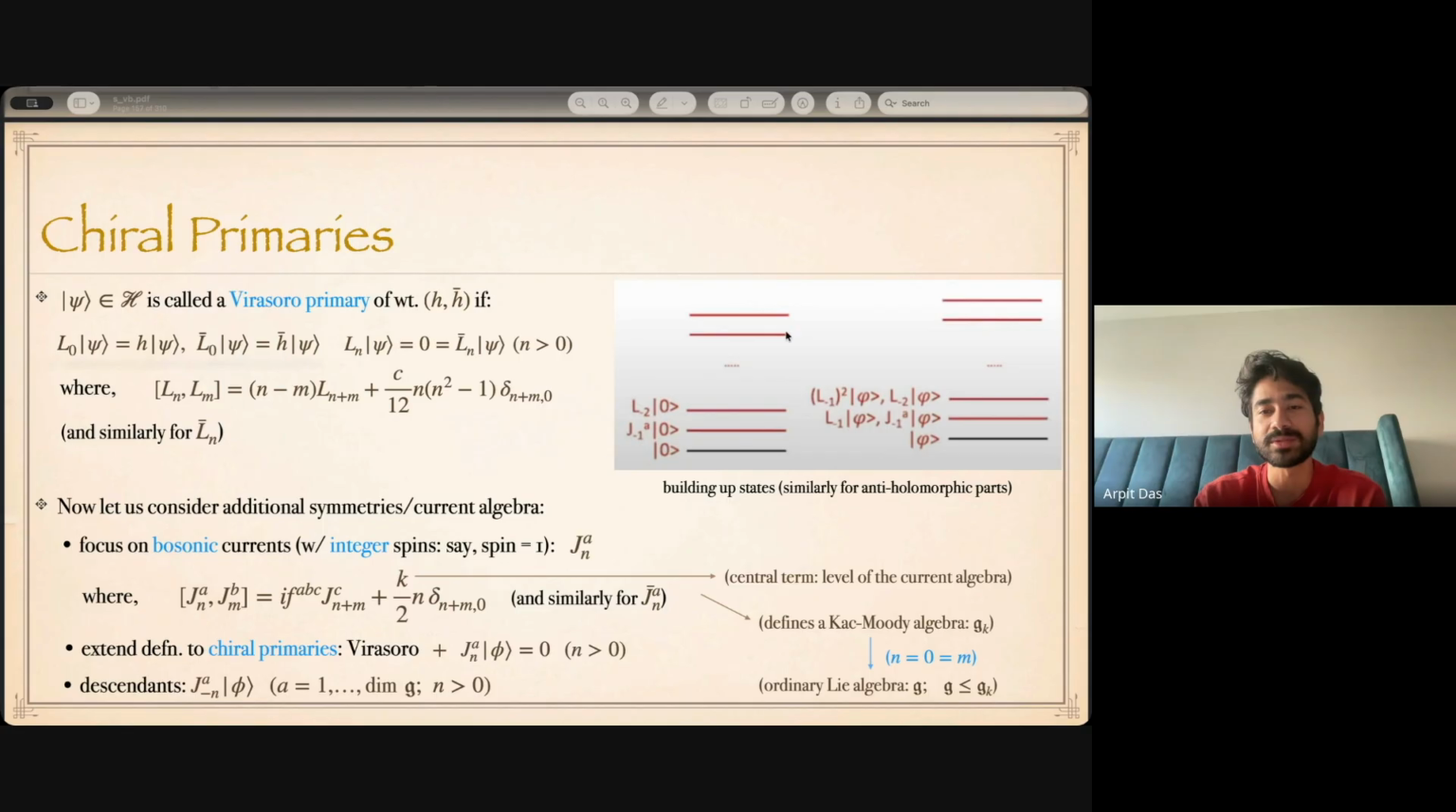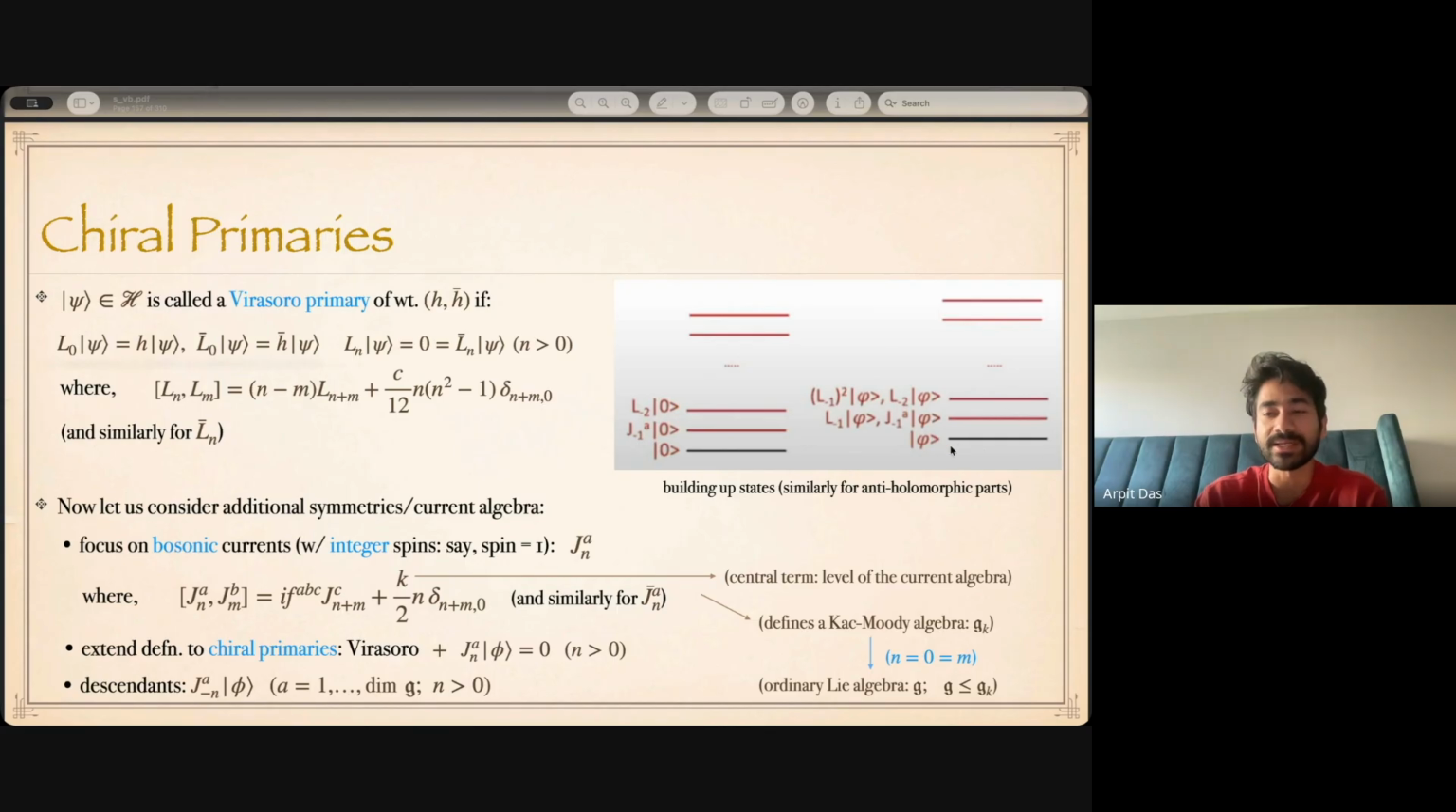So on the leftmost part, I have the vacuum sitting at the bottom. That's my vacuum state in the Hilbert space, and I can act on it with some higher modes of the stress tensor to generate excited states. And these excited states are what will be called descendants in my theory. Okay, so that's the term descendants.